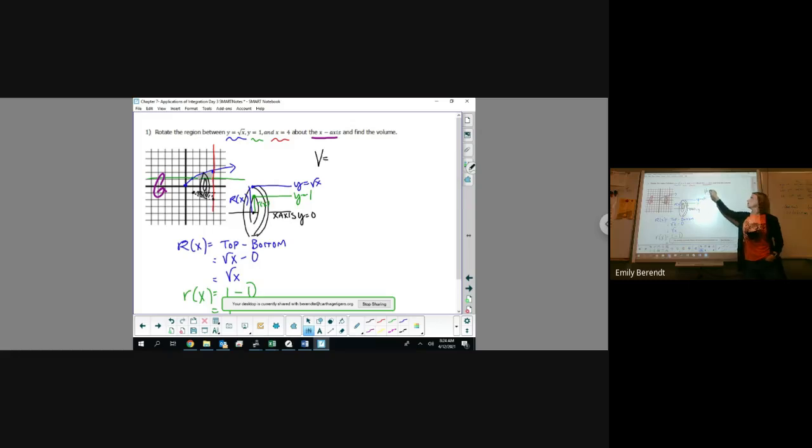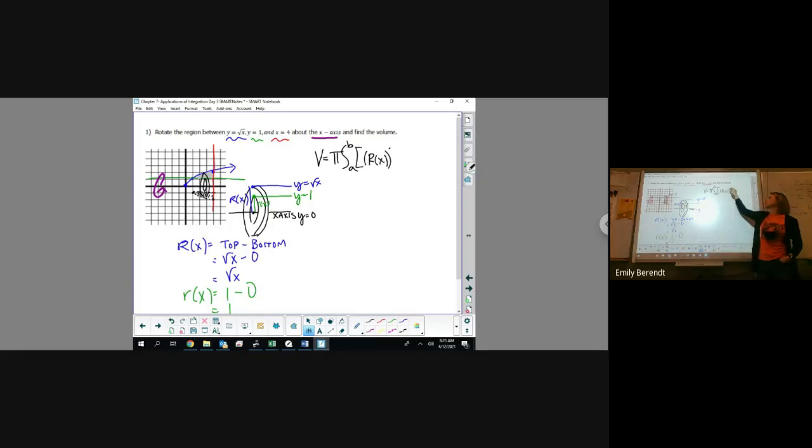So we're going to have volume equals, I'm going to write the formula down on this one, pi integral from A to B of big R of x quantity squared minus little r of x quantity squared dx. So you can't just do big R of x minus little r of x and square it. You have to square the big R of x, and you have to square the little r of x.